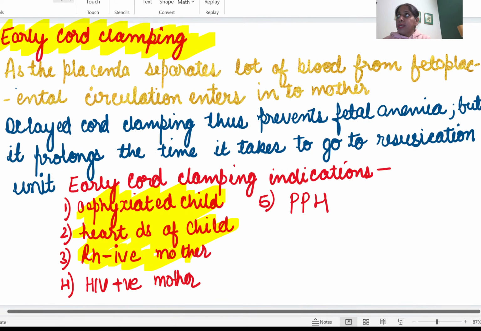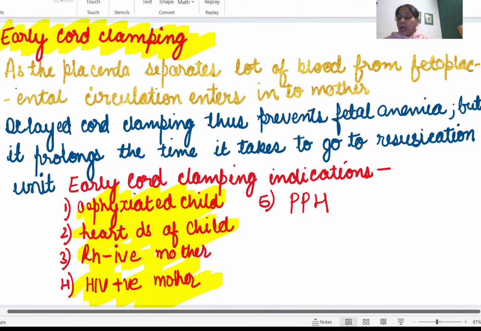Early cord clamping is also done in an HIV positive mother, because more and more virus from the mother to the fetus will get transmitted.